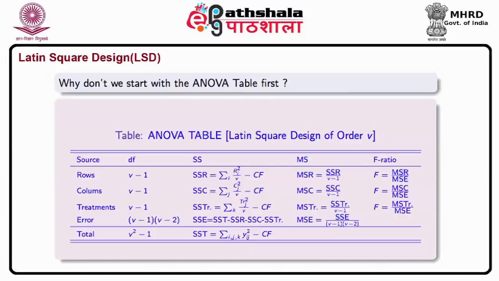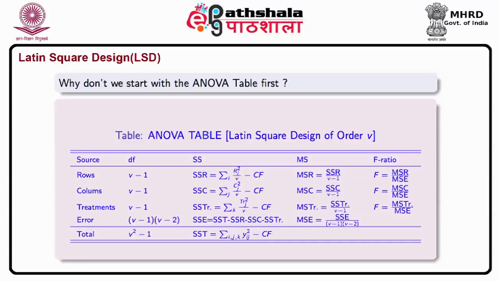And why don't we start with the ANOVA table first? Okay. You have mostly depicted the scenario for RBD. Yes, sir. I'm just showing the extended version. This is all that you know already from your undergraduate study. Yes, sir. The sources of variation are rows and columns and treatments and the error. Yes, sir. Note that in a Latin square design, we are talking about as many row effects as column effects as treatment effects.